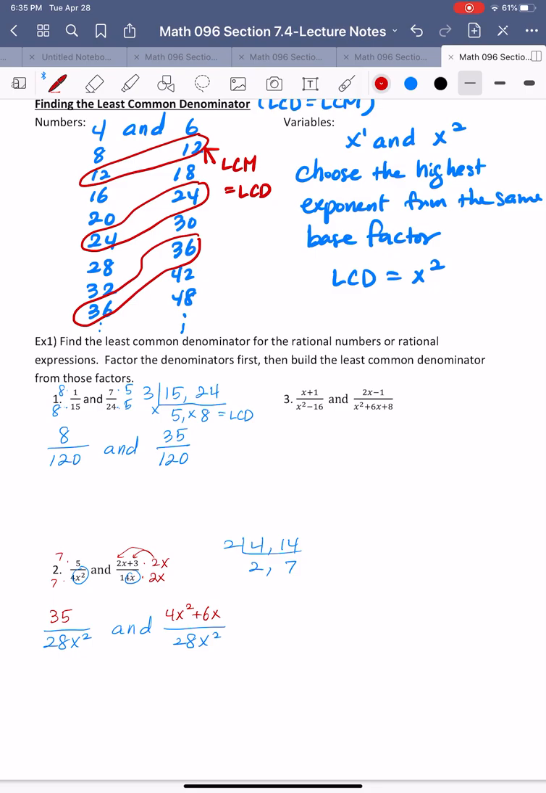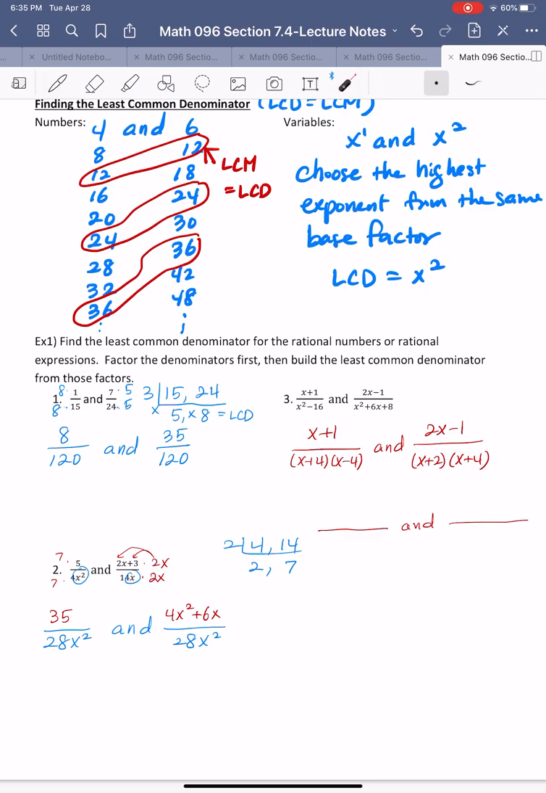For the third one, you need to factor first, okay? x squared minus 16 is x plus 4 times x minus 4. And x squared plus 6x plus 8 is x plus 2 times x plus 4. And then x plus 1 and 2x minus 1. In order to find the LCD, you have to choose all the factors, as common factors, okay?